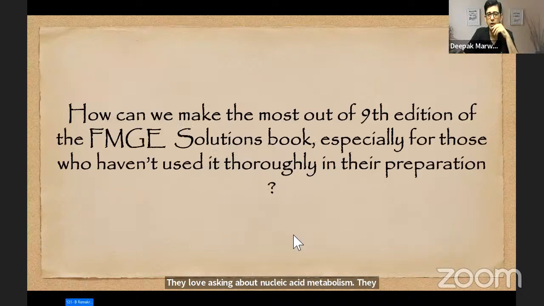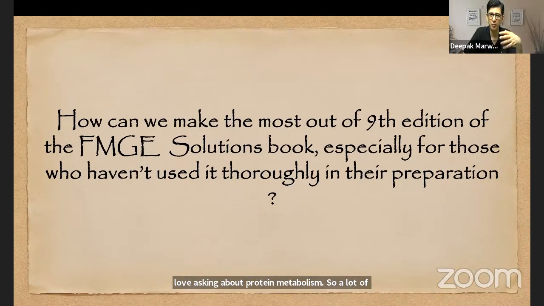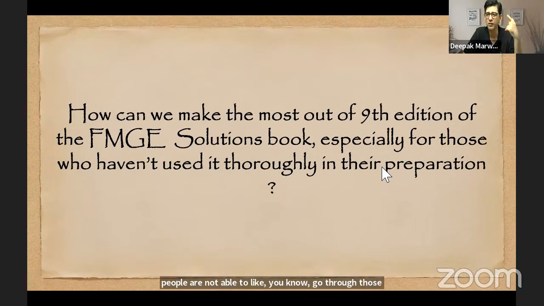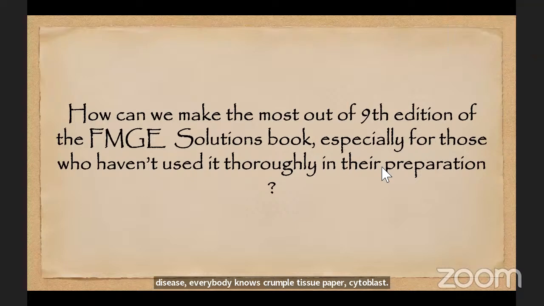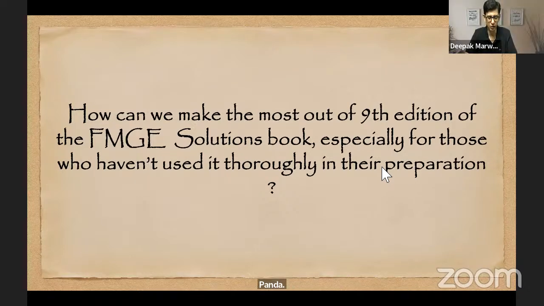So a lot of people are not able to go through those sections, because I would say like this: Gaucher's disease, everybody knows, crumpled tissue paper cytoplasm. No big deal. But as far as the remaining ones are concerned, it's a bit of a challenge. So just give me a sec, please.